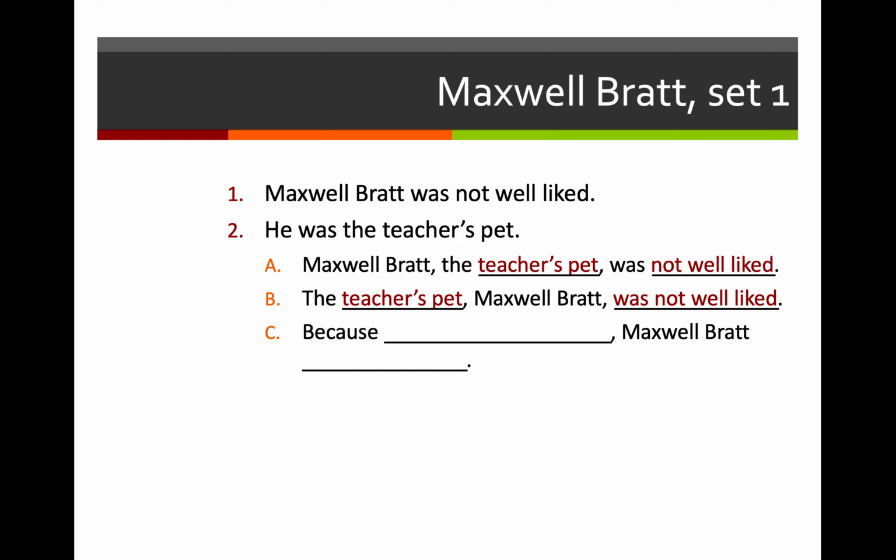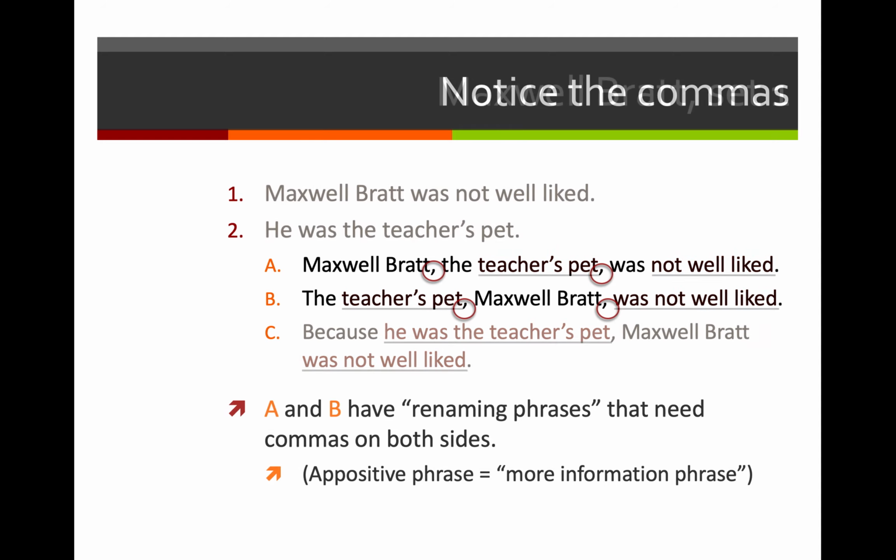C is a little different. It works very differently. Because he was the teacher's pet, Maxwell Bratt was not well liked. Notice the commas. The thing in there, the teacher's pet in A, Maxwell Bratt in B, those are what I call renaming phrases. They're parenthetical. We could take Maxwell Bratt out of sentence B and it would not tell a lie. It just gives a little less information, that's all. Technically, they're called appositive phrases, giving a little more information. And both of those commas are necessary, both at the front and at the back.